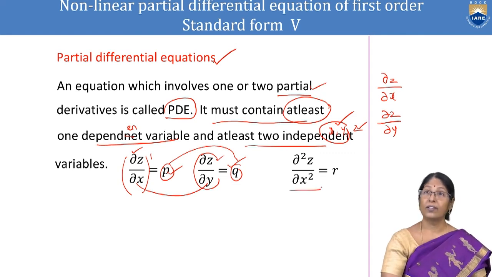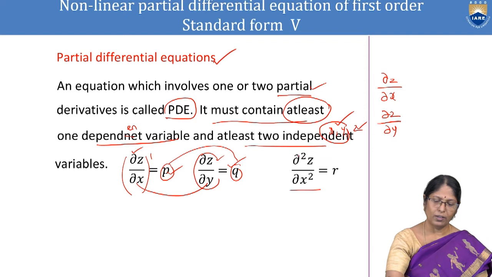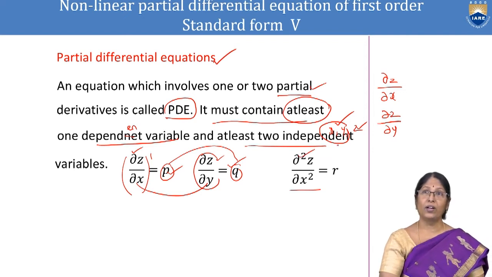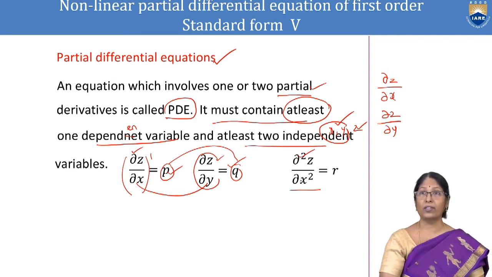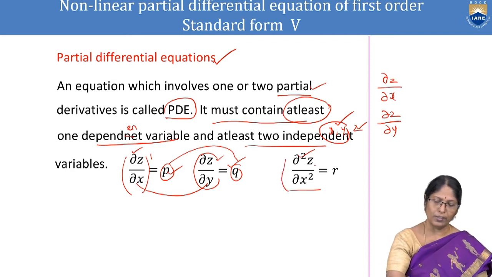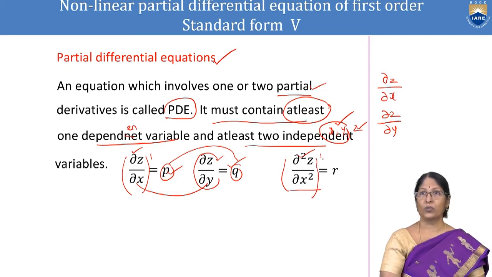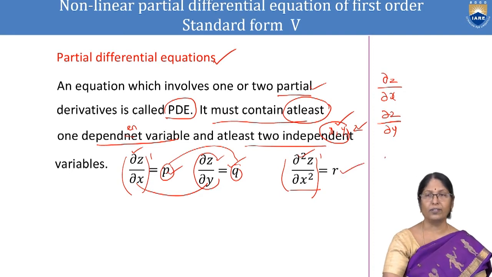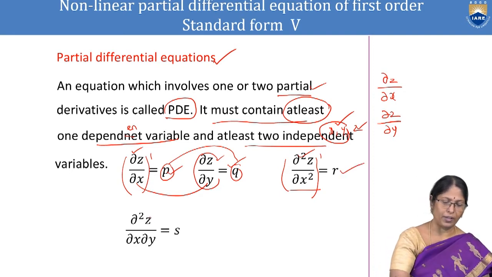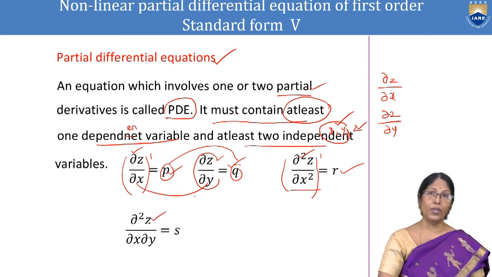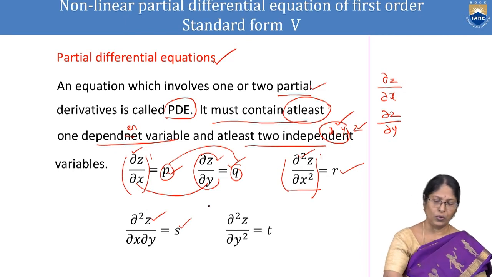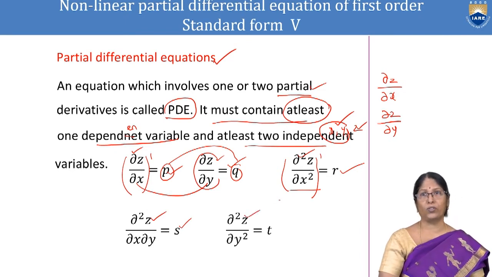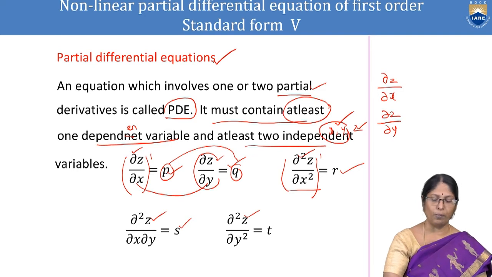Whereas this is second order, because we are doing the differentiation two times. Dou square z by dou x square has degree 1, so it is second order but linear. The notation is r. Similarly, dou square z by dou x dou y is denoted by s, and dou square z by dou y square is denoted by small t.